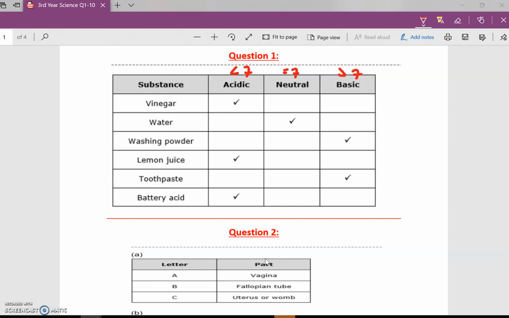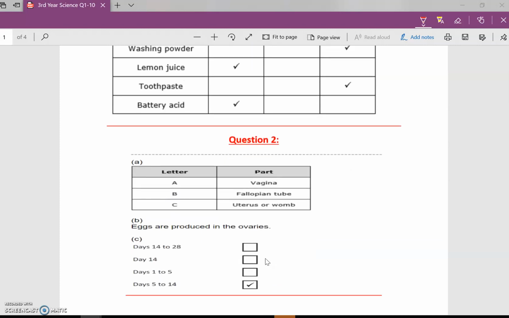Water is neutral. Washing powder is basic. We said that generally cleaning products tend to be basic substances. Lemon juice, again less than 7, so that's acidic. Toothpaste, kind of a cleaning product again, basic. And battery acid is acidic. Okay, so that's question 1.